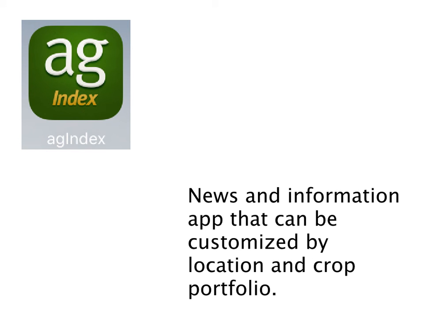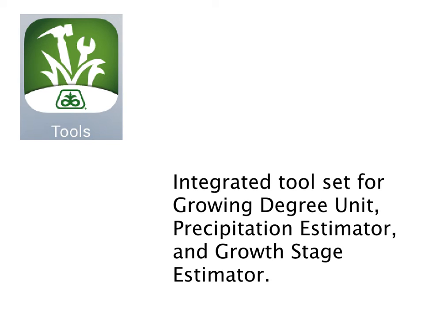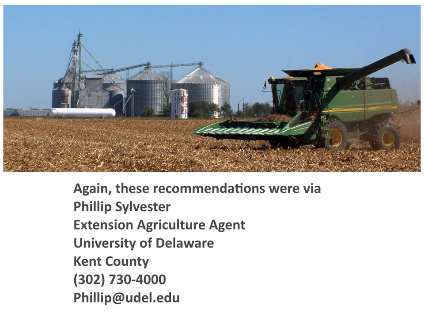I mentioned Ag Index already. That was a Monsanto company or Monsanto Corporation app. It mainly provides news and information that can be customized to location and by your crop portfolio. This is a Pioneer 360 field toolkit app, and it's really geared to help understand growing information, precipitation, and the growth stage estimator. That's an integrated suite of tools provided by Pioneer. Again, these recommendations came from Philip Sylvester, the Agriculture Extension Agent at the University of Delaware.